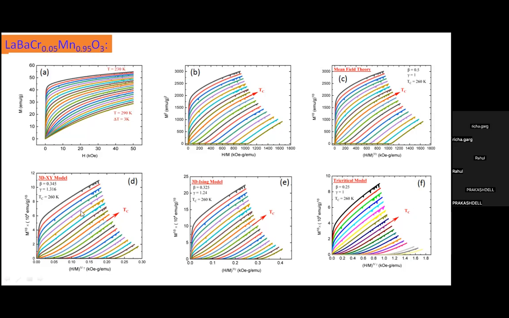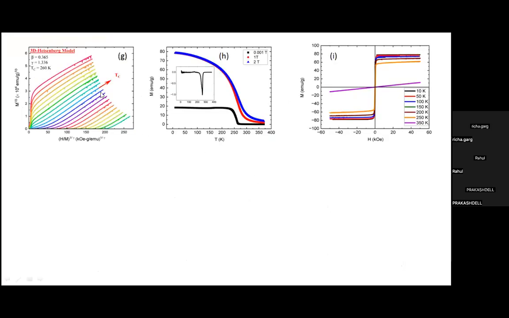Likewise, this is 3D XY, and what we are essentially trying to find out by establishing different models is in which model you see, at TC, the MH plot showing linear behavior. If you see, this is very much curvy at TC. But look at the 3D XY model, 3D Ising, tri-critical, and Heisenberg. You can clearly see more linearity appearing here, is it not?